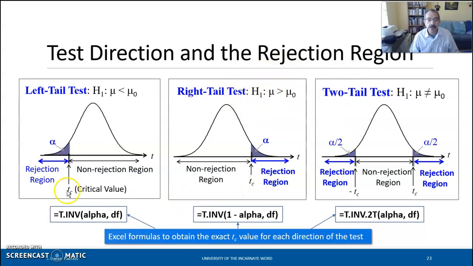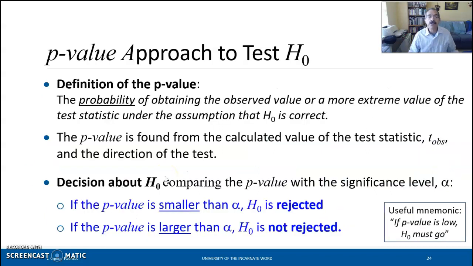Now, sometimes these critical values cannot be found on the table 5. So for that reason, I'm providing the formulas in Excel that you can use if you like to find the exact critical value. Now, in terms of the p-value approach, remember the definition of the p-value is the probability of obtaining the observed value or a more extreme value of the test statistic under the assumption that the null hypothesis is correct. And the p-value then is found from the calculated value of the test statistic, based on the direction of the test.